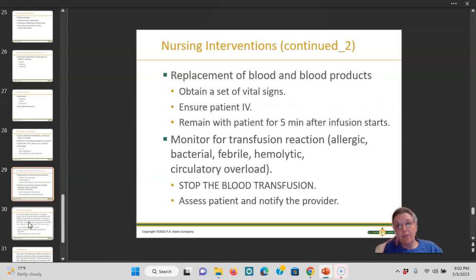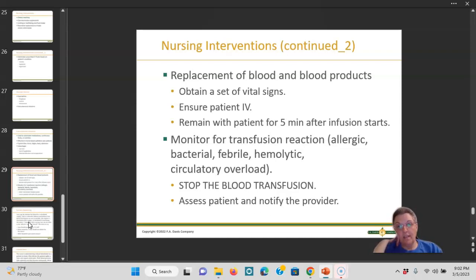The replacement of blood or blood products. For every time that you do that, you need to get a set of vitals, ensure a patent IV, and remain with the patient for the first 15 minutes after starting the infusion. I have no idea why that says 5. It needs to be 15 minutes. And what you're doing in that first 15 minutes is you're looking for a transfusion reaction, either allergic, bacterial, febrile, fever, hemolytic, or circulatory overload.